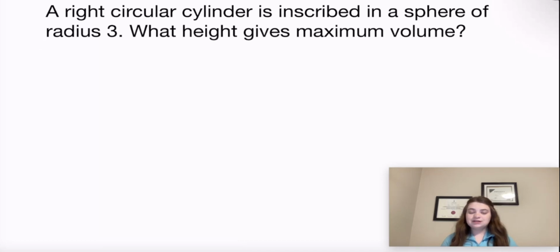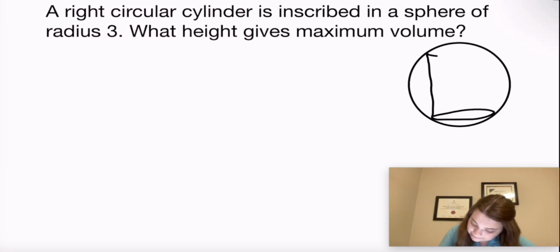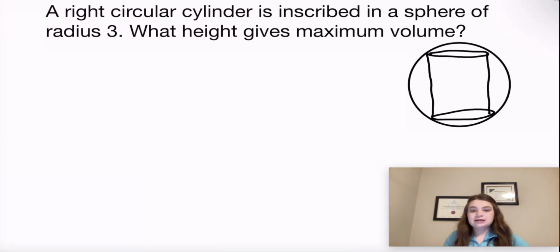Okay, so first thing I'm going to do is draw a picture of the situation. I'm going to be drawing a sphere. Let's picture that as a 3D sphere, so nice 3D circle there. Use your imagination. And then we have a right circular cylinder inscribed in the sphere. Now I'm going to draw a cylinder inside the sphere that's going to look like this, like that. And it also says that the radius is 3.